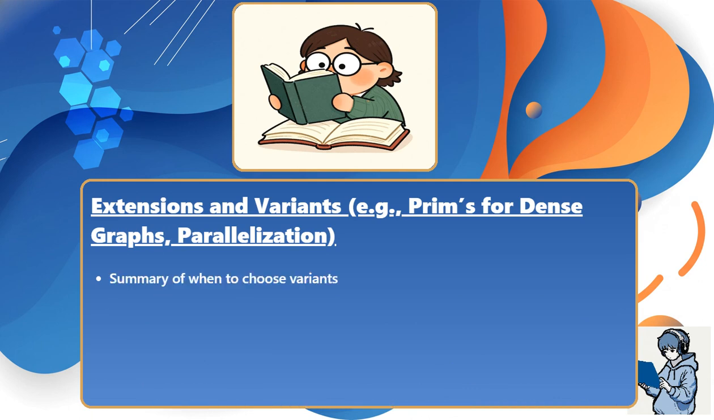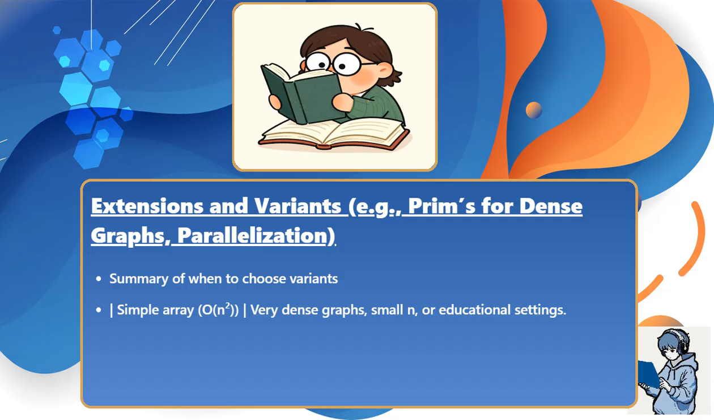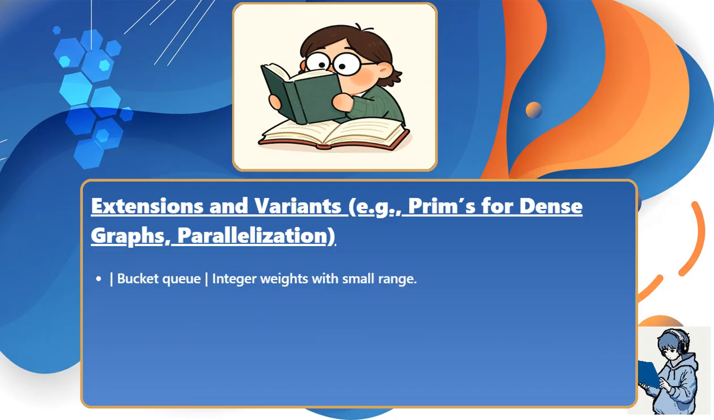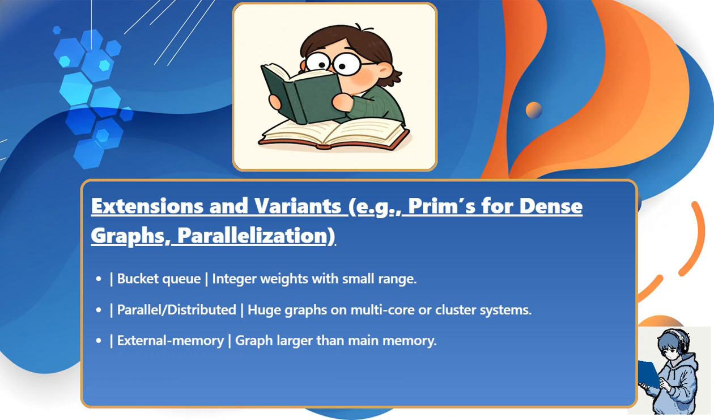Summary of when to choose variants. Simple array, O of n squared: very dense graphs, small n or educational settings. Binary heap, O of m log n: general sparse to moderately dense graphs. Fibonacci heap, O of m plus n log n: extremely large sparse graphs where theoretical limits matter. Bucket queue: integer weights with small range. Parallel or distributed: huge graphs on multi-core or cluster systems. External memory: graph larger than main memory.